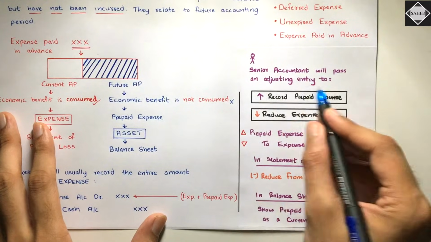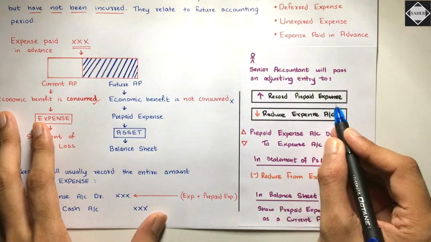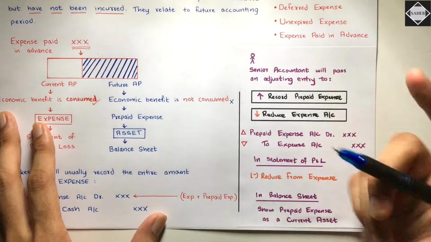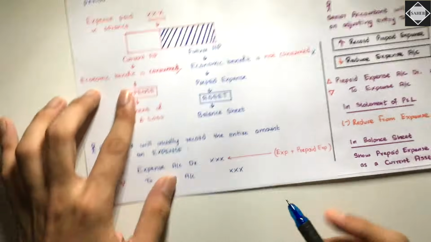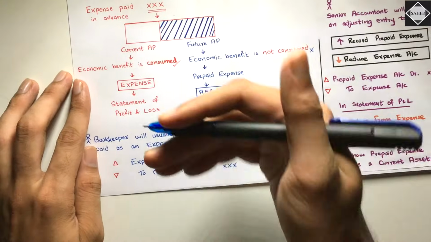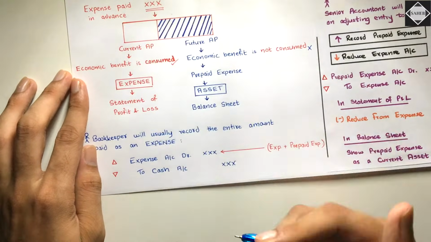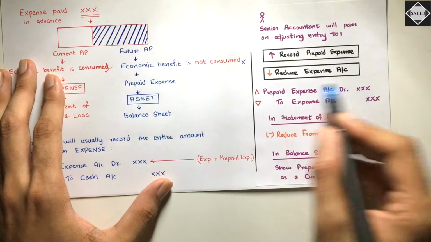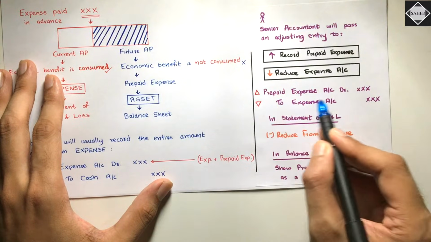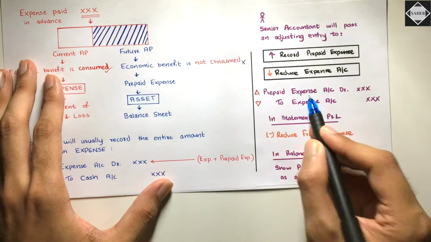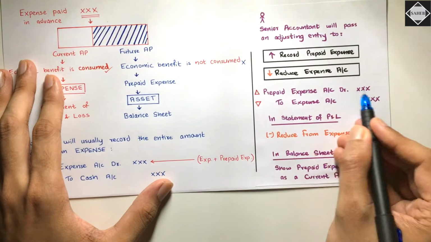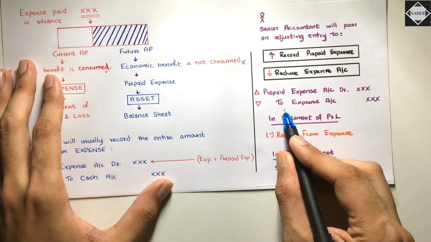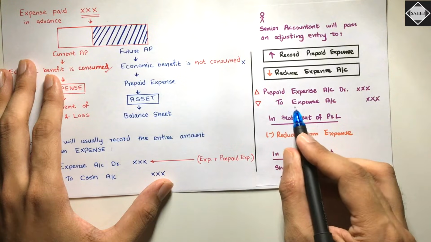The senior accountant will pass an adjusting entry to record prepaid expense of 2 months rent and reduce the expense account by 2 months rent, because the expense has already been debited. So the expense account has to be credited, isn't it? This entry will be passed. Prepaid expense account debit. Prepaid expense is an asset, debit balance. To record, you will have to debit. It's increasing. Fine. 2 months rent will be debited and 2 months rent will be credited to the expense account.